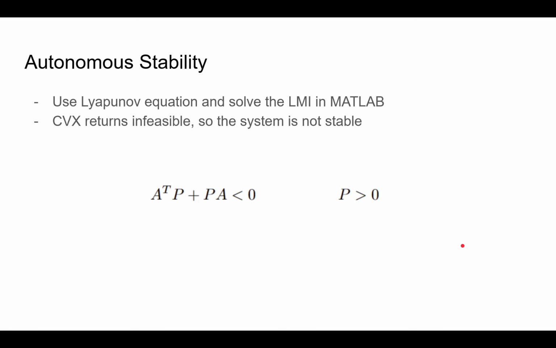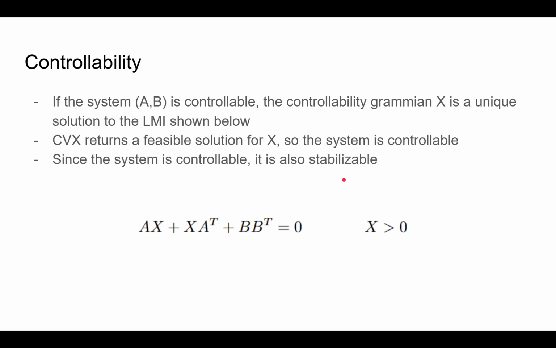For autonomous stability, we already know the system is unstable, but we can still solve this LMI and find that the LMI just returns an infeasible result for P, so the system is not stable. For controllability, if the system is controllable, this LMI at the bottom will return a feasible result for X, and it does, so that means the system is controllable, and since the system is controllable, it is also stabilizable.